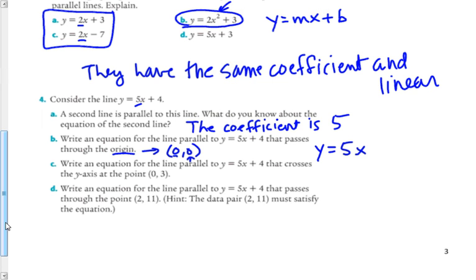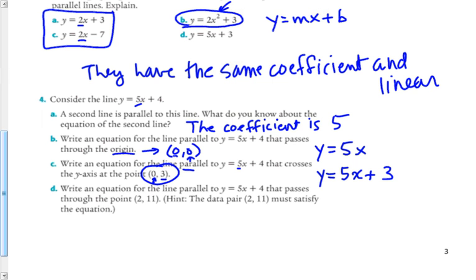C says write the equation of a line parallel to y equals 5x plus 4 that crosses the y-axis at the point 0, 3. Well, the output when the input is 0 is the constant term. And we know since it's parallel again that the coefficient will be 5. So we're going to write 5x plus, and the constant term is the output when the input is 0, which is given to us in this point. So we're going to say it's 5x plus 3.